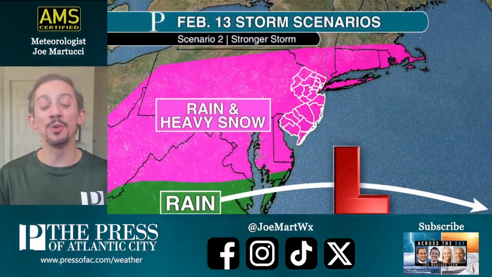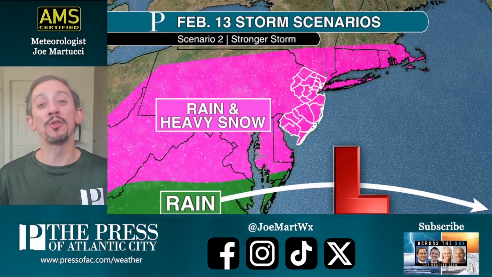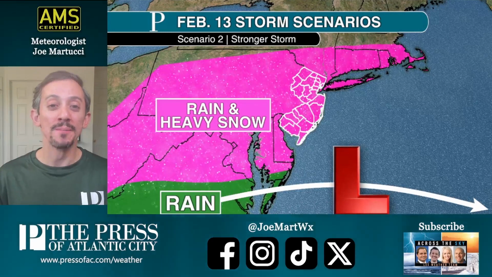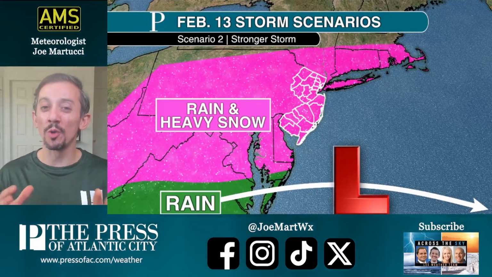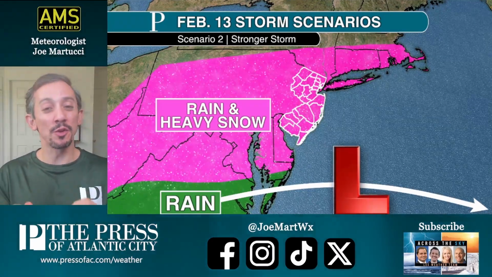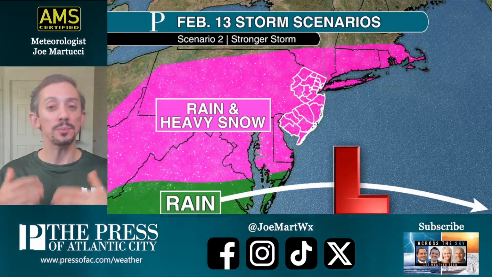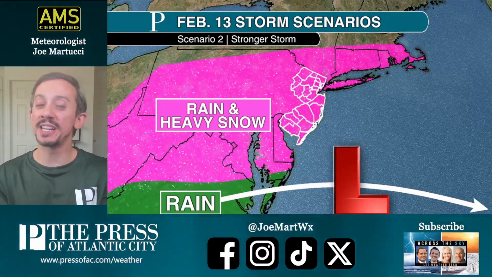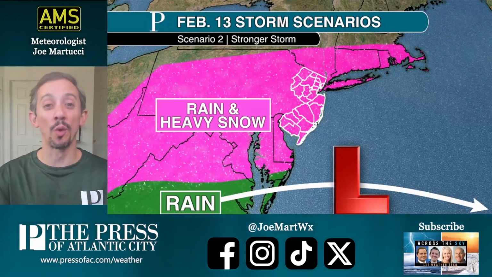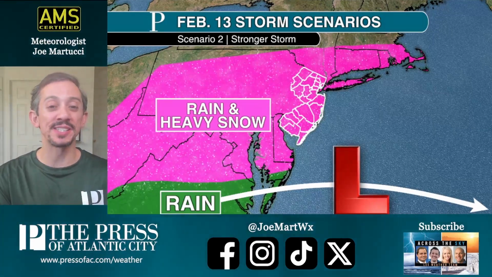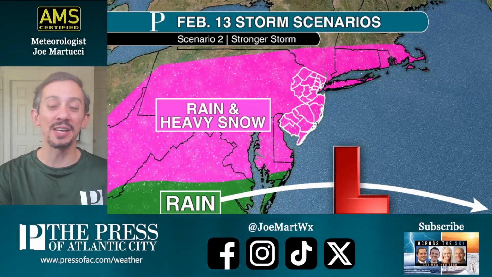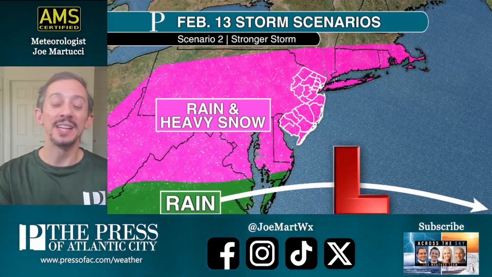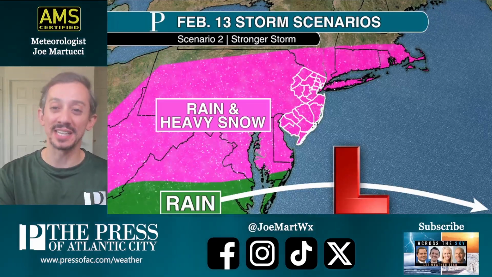Here's scenario two. It's a stronger storm further away from the coast. Now, because it's a stronger storm, it can kind of generate its own cold air. But because it's further away from the coast, we're talking about more winds coming out of the north as opposed to the east, and that means more cold air to work with. Probably what happens in this scenario is that when the precipitation's heavy, it comes as snow. And then when it lightens up, it falls as rain. It's a dynamic cooling process. That's what we call it.